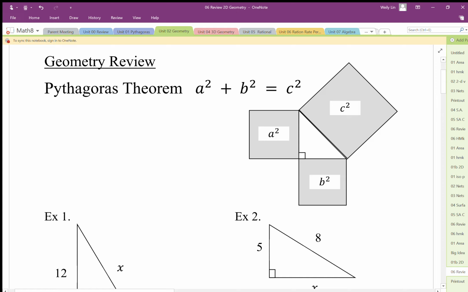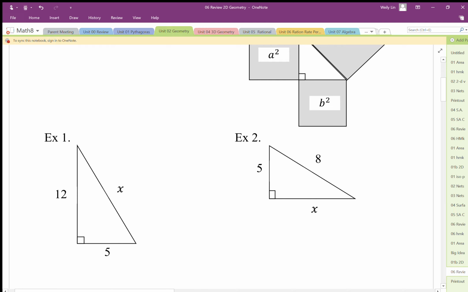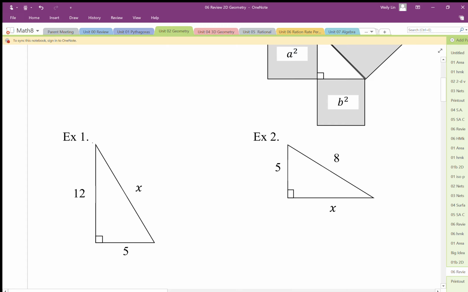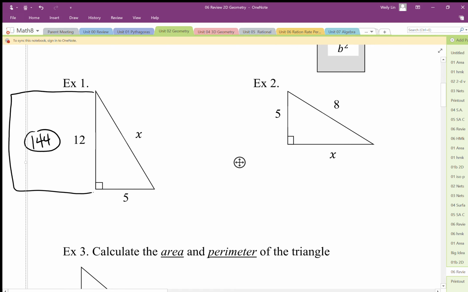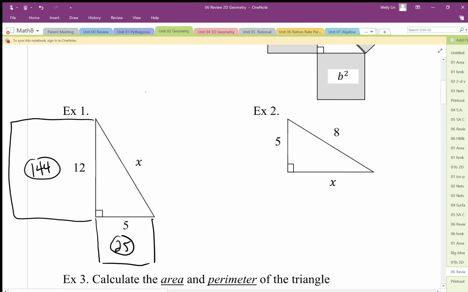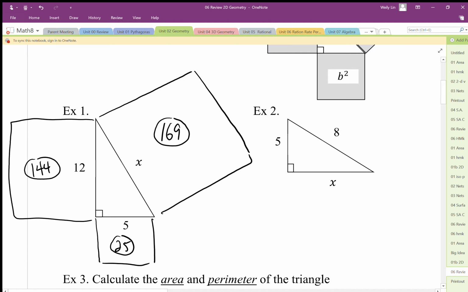So applying Pythagoras theorem here, we want to first of all find the area of the squares. So in this case here, 12 squared is going to give us 144. 5 squared is going to give us 25 squares. And the sum of those two areas adds up to the area from the hypotenuse. So when we add these two areas together, we get 169.